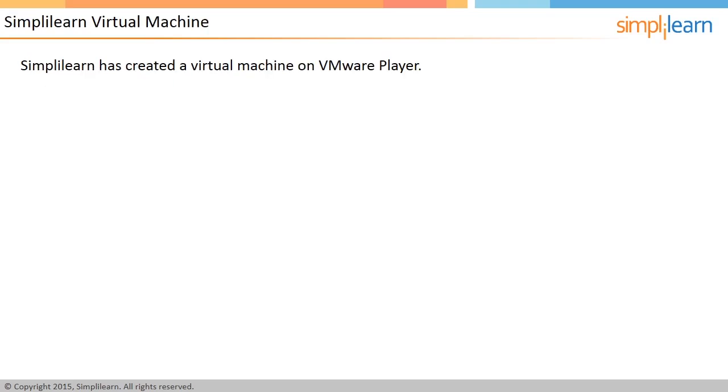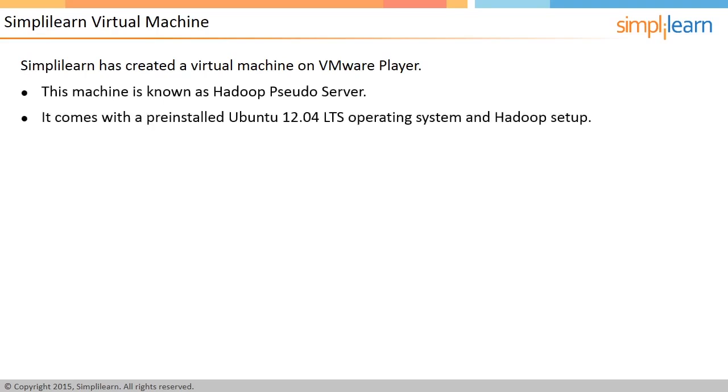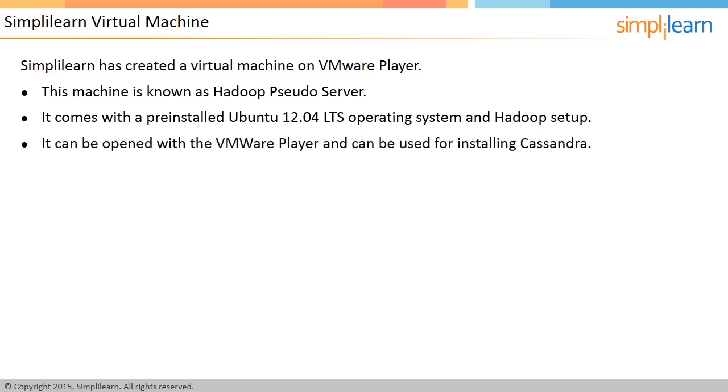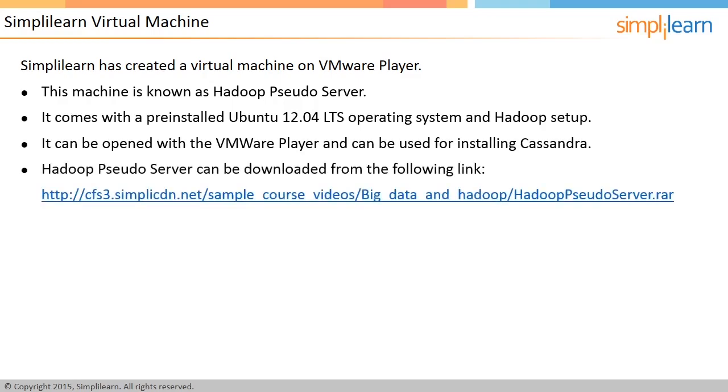Simplilearn has created a virtual machine on VMware Player. This machine, known as Hadoop Pseudo Server, comes with the pre-installed Ubuntu 12.04 LTS operating system and Hadoop setup. It can be opened with the VMware player and can be used for installing Cassandra. Hadoop pseudo server can be downloaded from the given link.